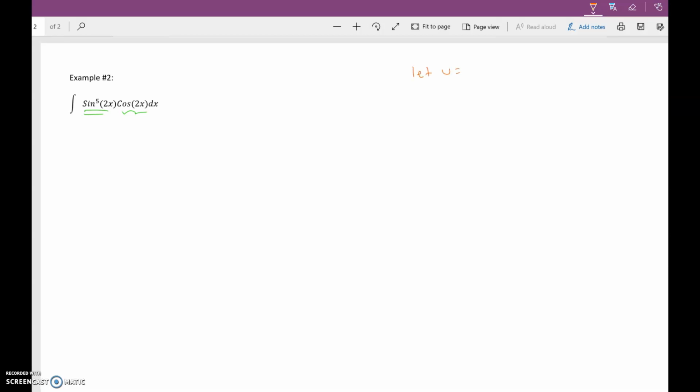So let u equal to, and I'm going to let u equal to the sine of technically 2x. And what I'm trying to do here is somehow express this integral as a value to the power, or a u to the fifth in this case. So then you're going to have that du is equal to, in this case, 2 cosine of 2x dx, or du over 2 cosine of 2x is equal to dx.